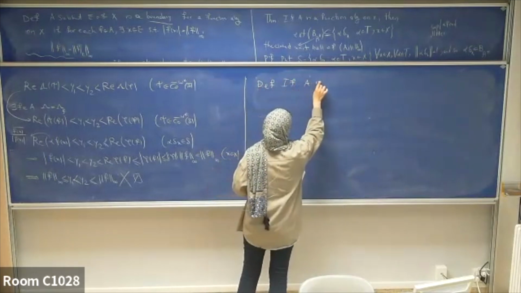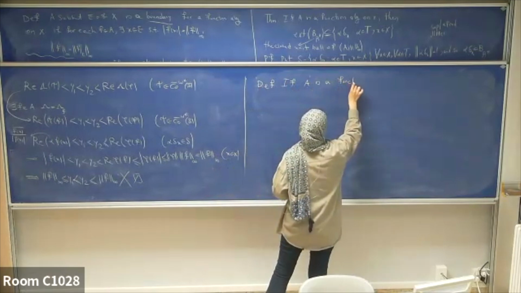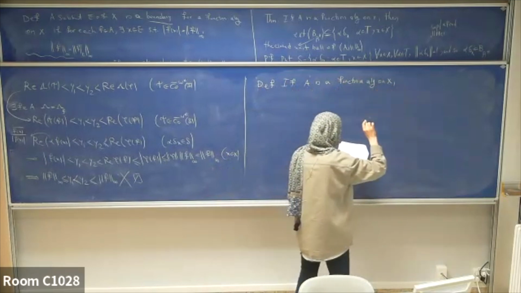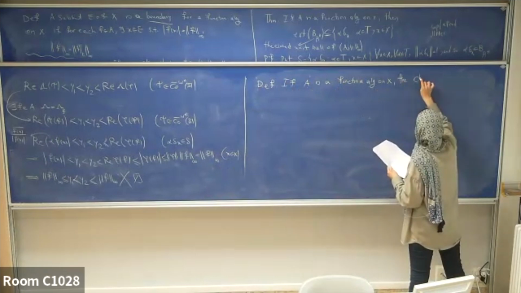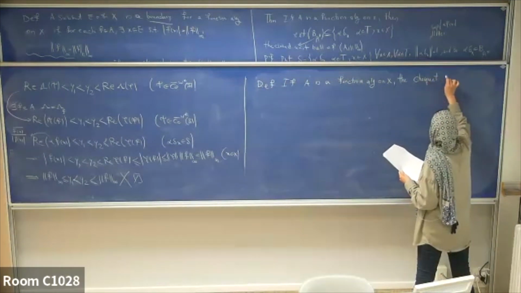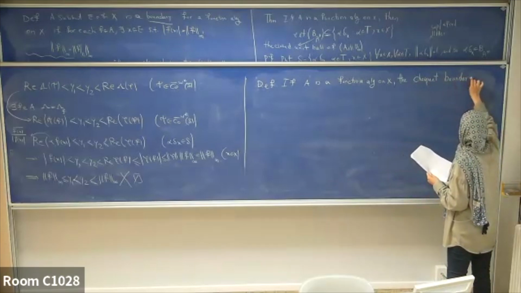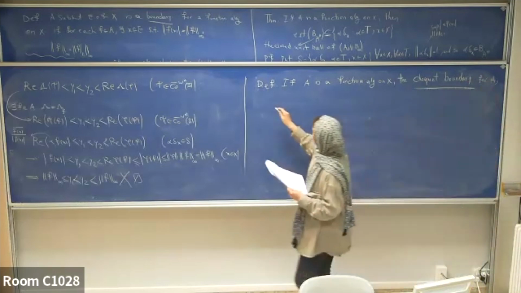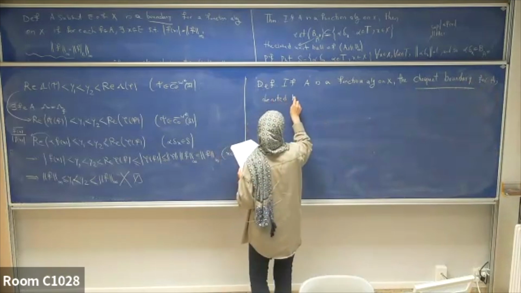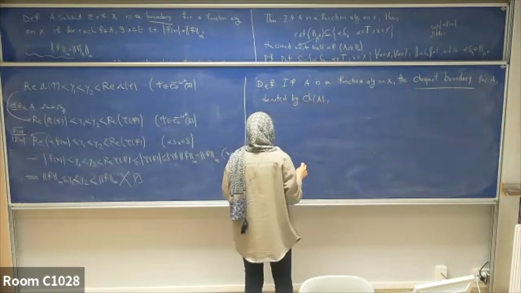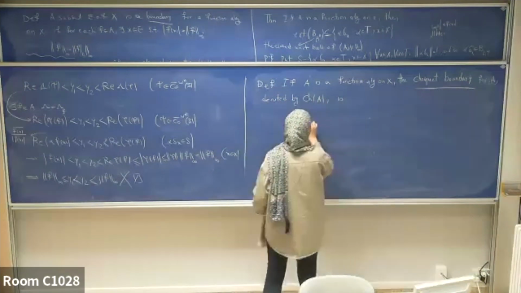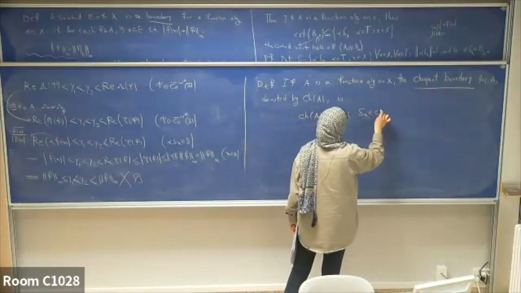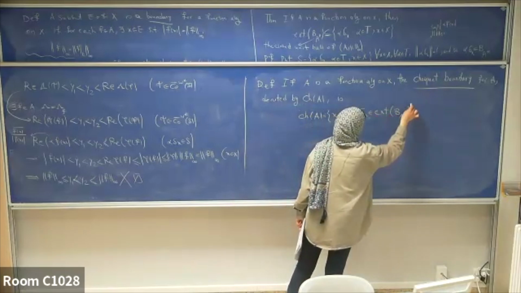If A is a functional algebra on X, the Choquet boundary for A, which is denoted usually by this notation, is defined as the set of x in X such that delta x is an extreme point of the closed unit ball of A star.